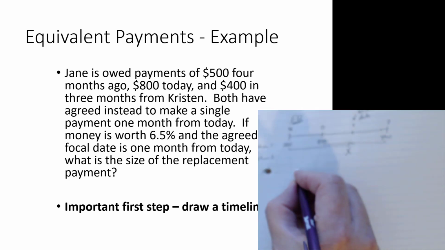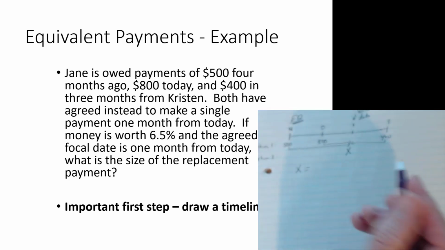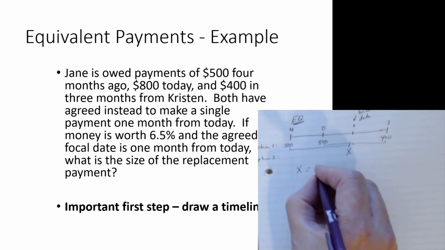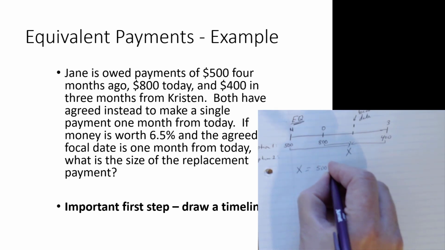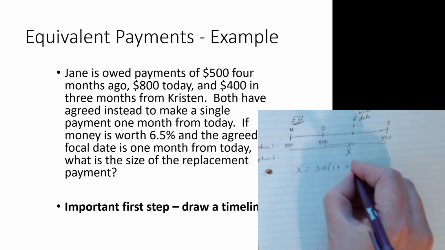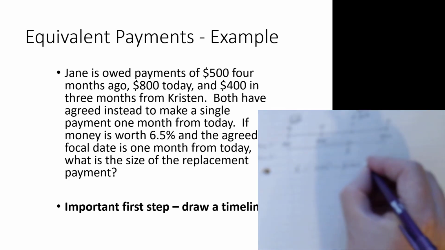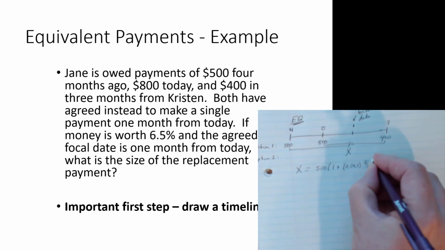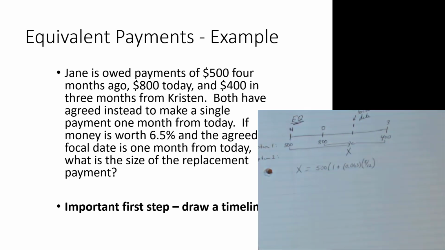The value of option 2 is X. I don't know what it is. Now, the value of option 1, a little bit more interesting. I have the $500 payment. I'm finding a future value. So the interest rate, 0.065. It looks like it's 5 months into the future. From 4 months ago to 1 month from now is 5 months.